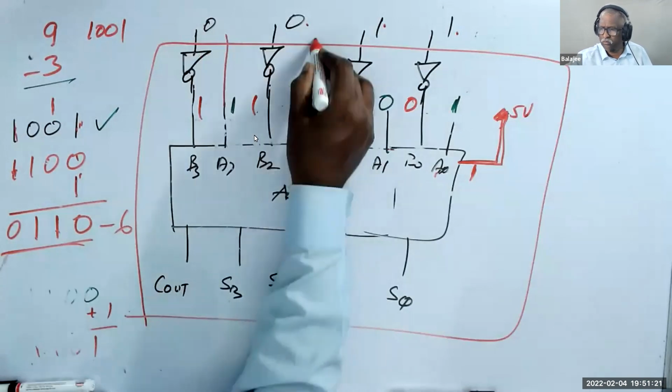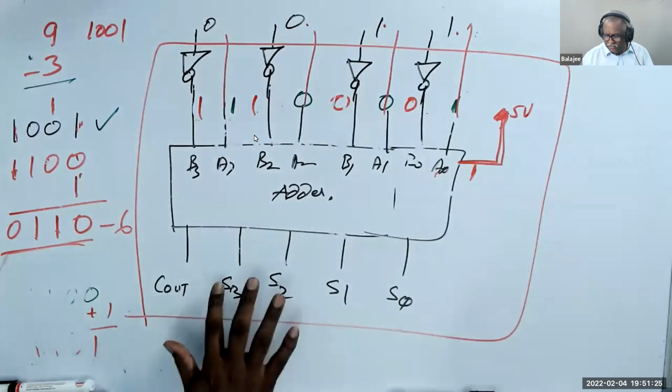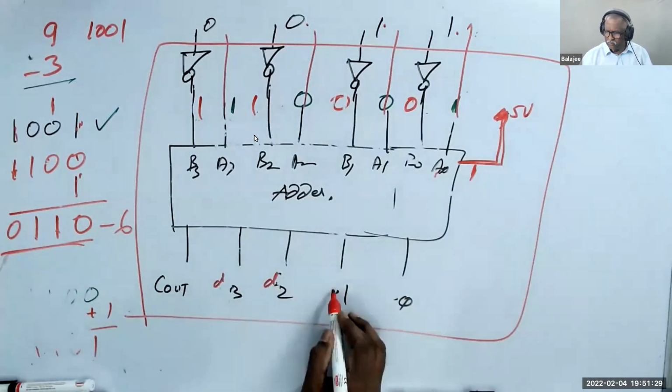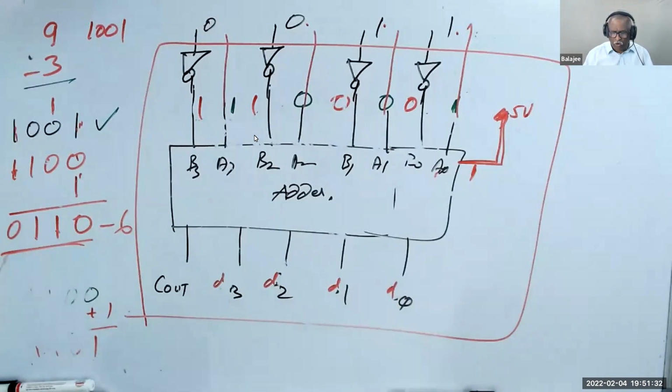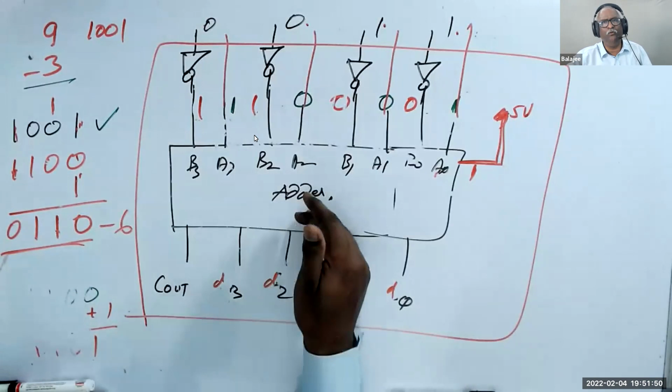A goes in, same thing. These outputs are called difference. Instead of sum, they call this a difference. And this we call borrow. Understand now? This bit they call the borrow bit. So, yeah, an adder can be converted to a subtractor.